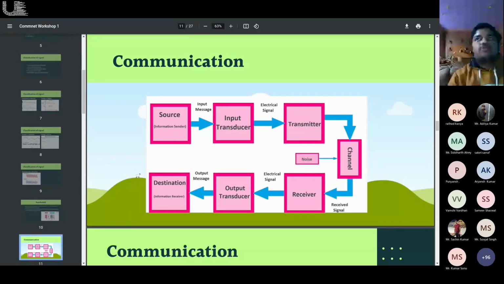Let me tell you about another noise. Some of the noises can come from the channel, the path of transmission, and some noise can come from the transducer and transmitter, because it is converting one form of signal into another. The output transducer, on the output side, does the reverse. So in the conversion and reverse conversion there might be some error. Those are also known as noise. Those will also be considered as noise.